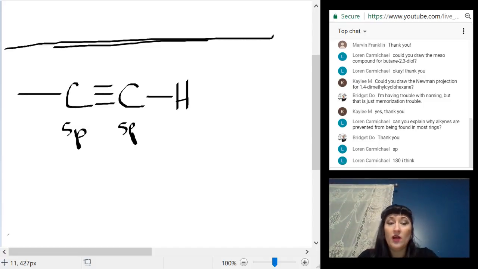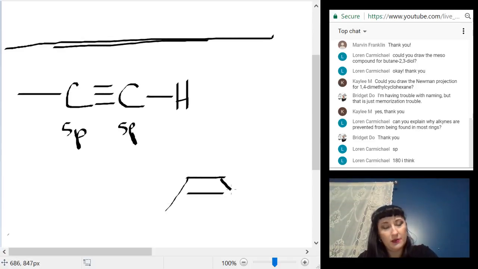You can also get a lot of ring strain, just as kind of a similar topic. If you're talking about alkenes, those have 120 degree bond angles.